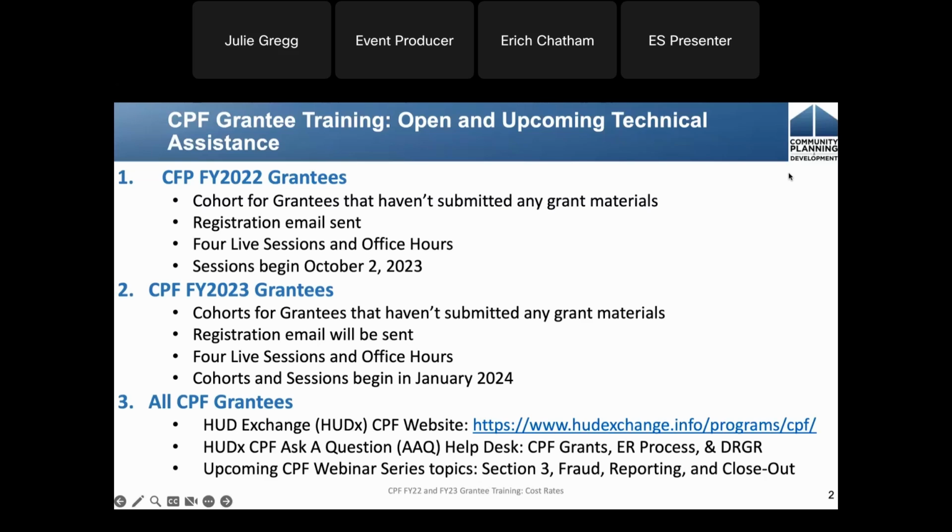For FY23 grantees, there's a similar cohort for grantees that have not yet submitted any grant materials to HUD. Likewise, registration emails will be sent to the point of contact for each grantee. There will be 4 live sessions and office hours with HUD staff and TA providers, and those cohorts and sessions will begin in January of 2024.